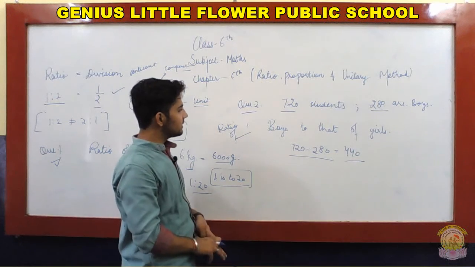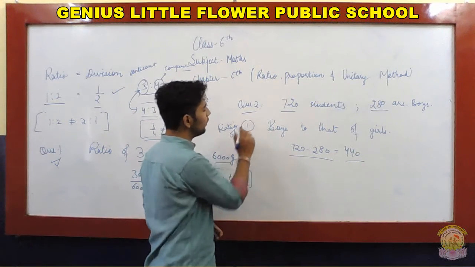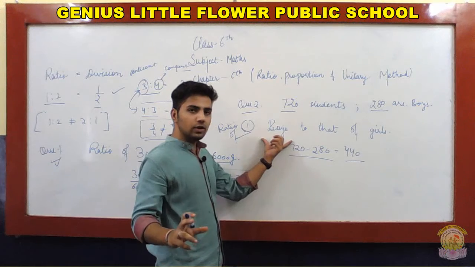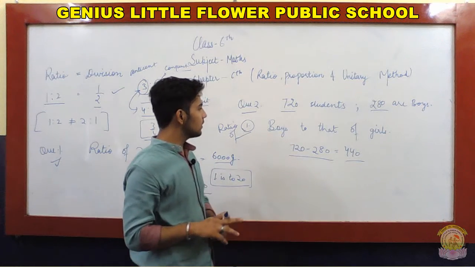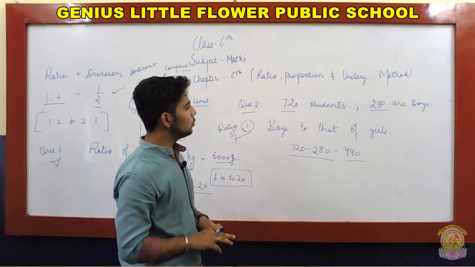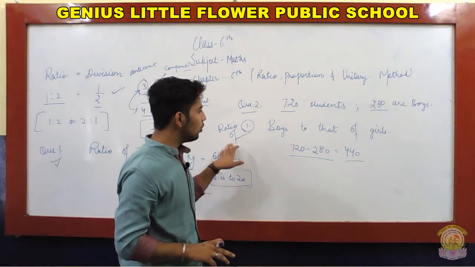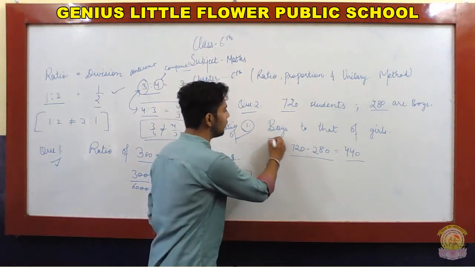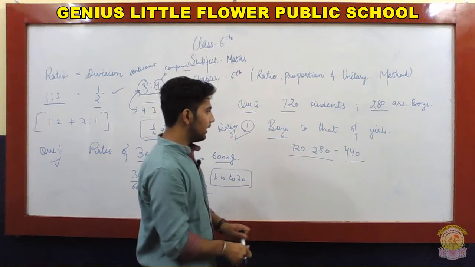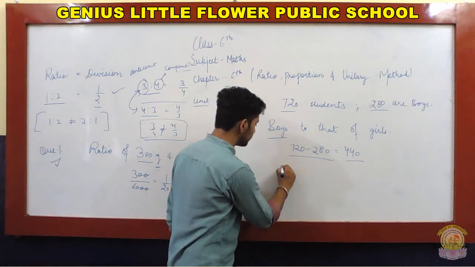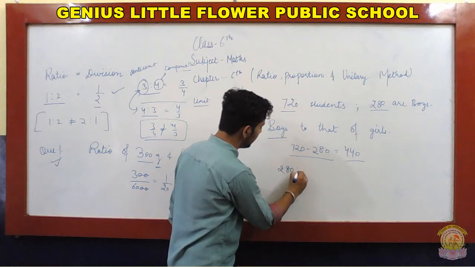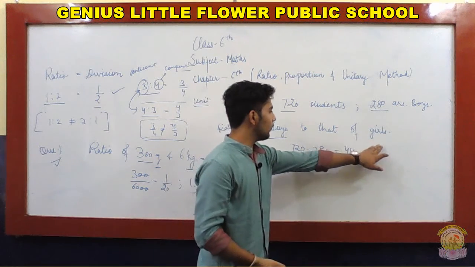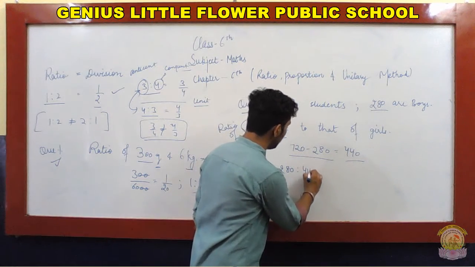So 440 girls. In the first part, I am going to solve only the first part and you have to solve the other parts. First, boys to girls, we have to find the ratio of the number of boys and the number of girls in that school. So first will come boys. The number of boys is 280. So 280 is to the number of girls, that is 440.